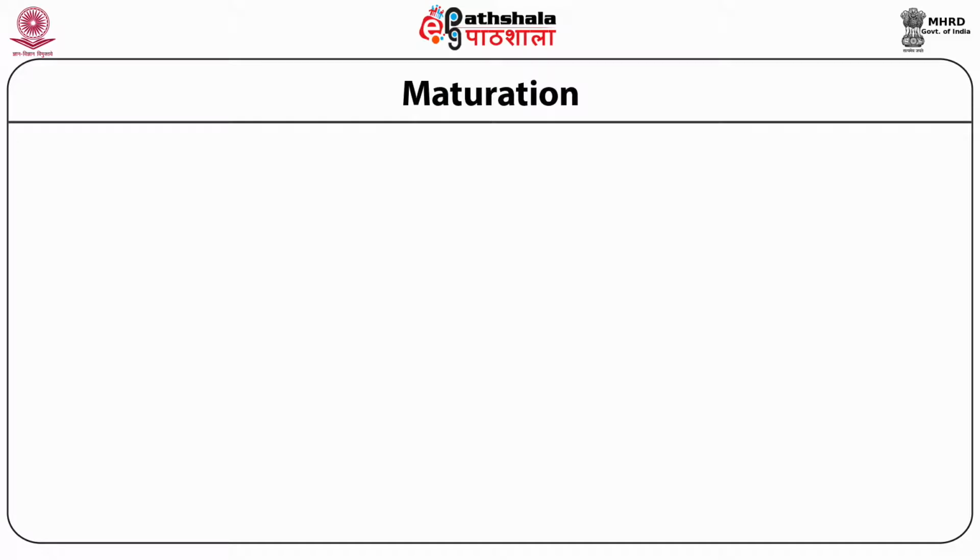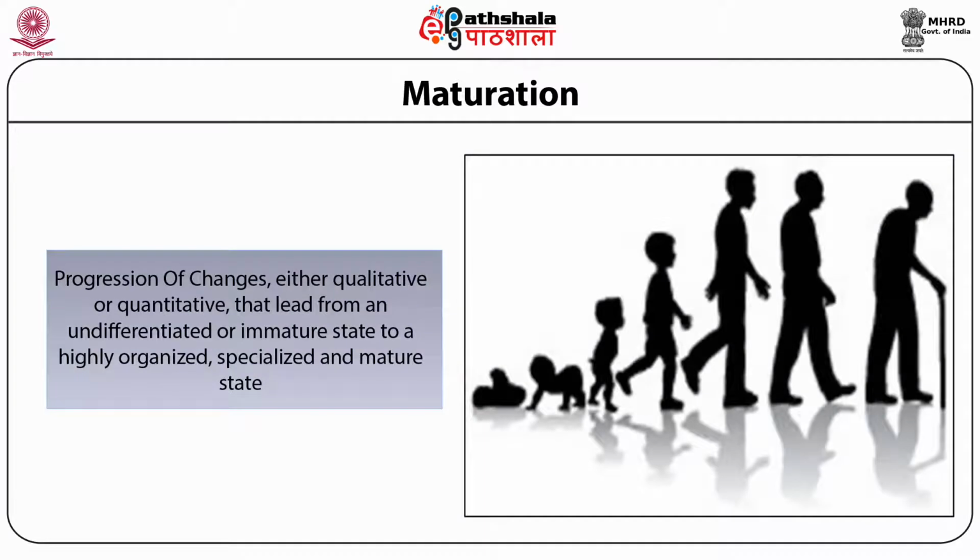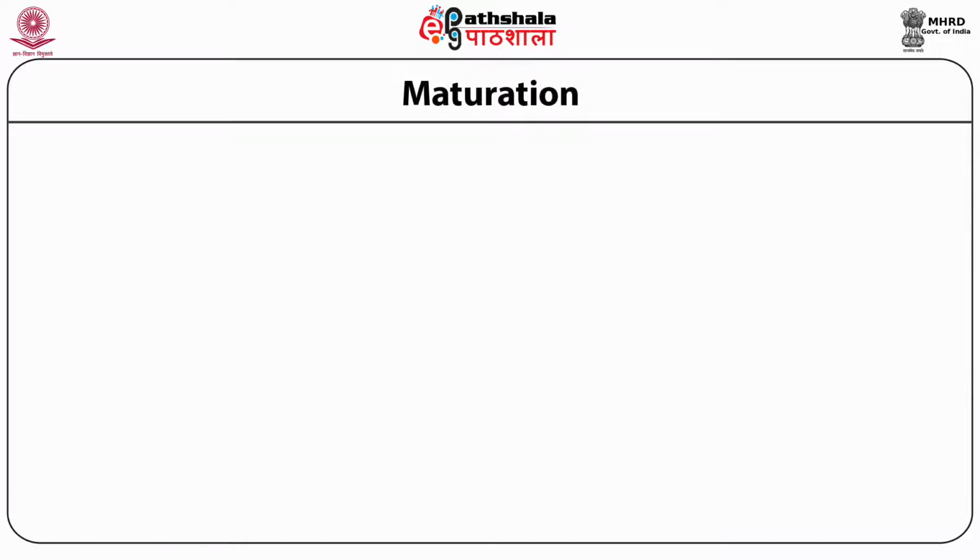Maturation. Barry Bogan defines maturation or development as a progression of changes, either qualitative or quantitative, that lead from an undifferentiated or immature state to a highly organized, specialized, and mature state. The end point of maturation within the context of growth is the attainment of adulthood, which is the state of being a functionally mature individual.